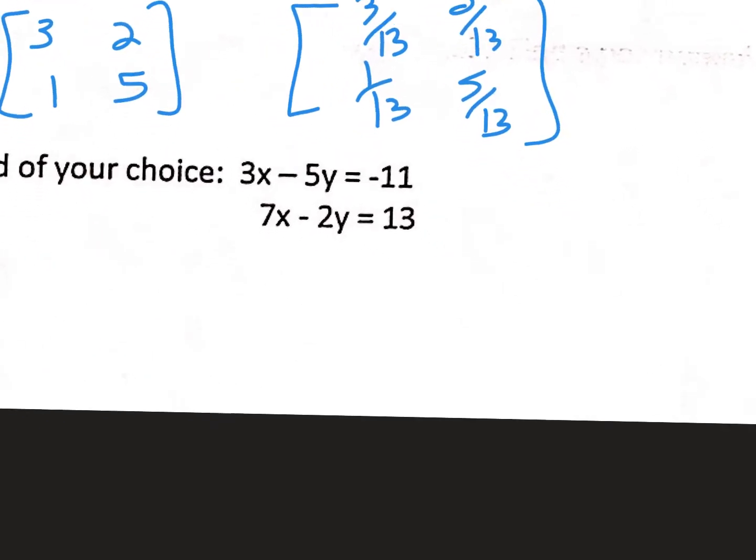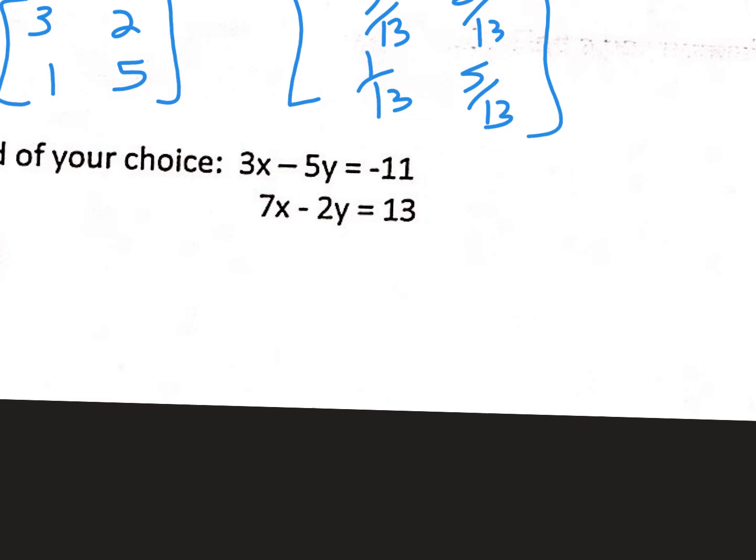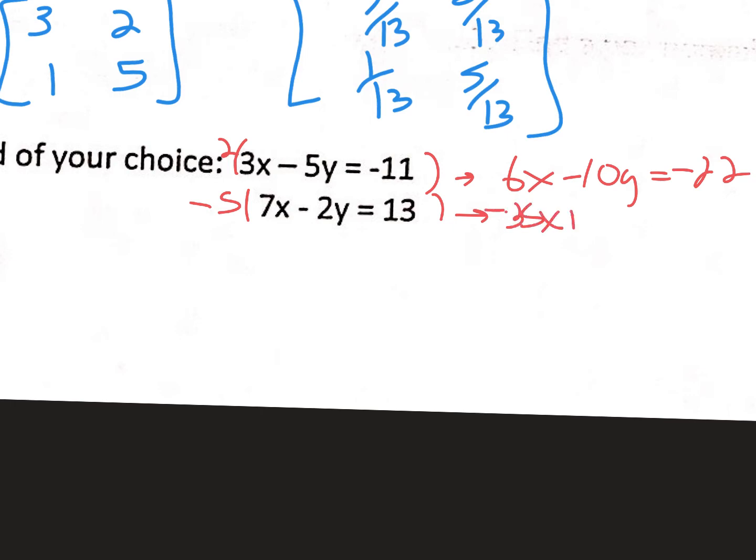Number 7, solve any method of your choice. Cramer's rule is a great choice. I can't show you that on the video, so I'm going to do elimination. I'm going to multiply the top one by 2 and the bottom one by -5 and see what happens. I should make my y's cancel. So it gives me 6x minus 10y equals -22 in my top equation. The bottom one, I'm getting -35x plus 10y, which is what I wanted, and -65. So this gives me -29x. The y's are gone. Equals -87.